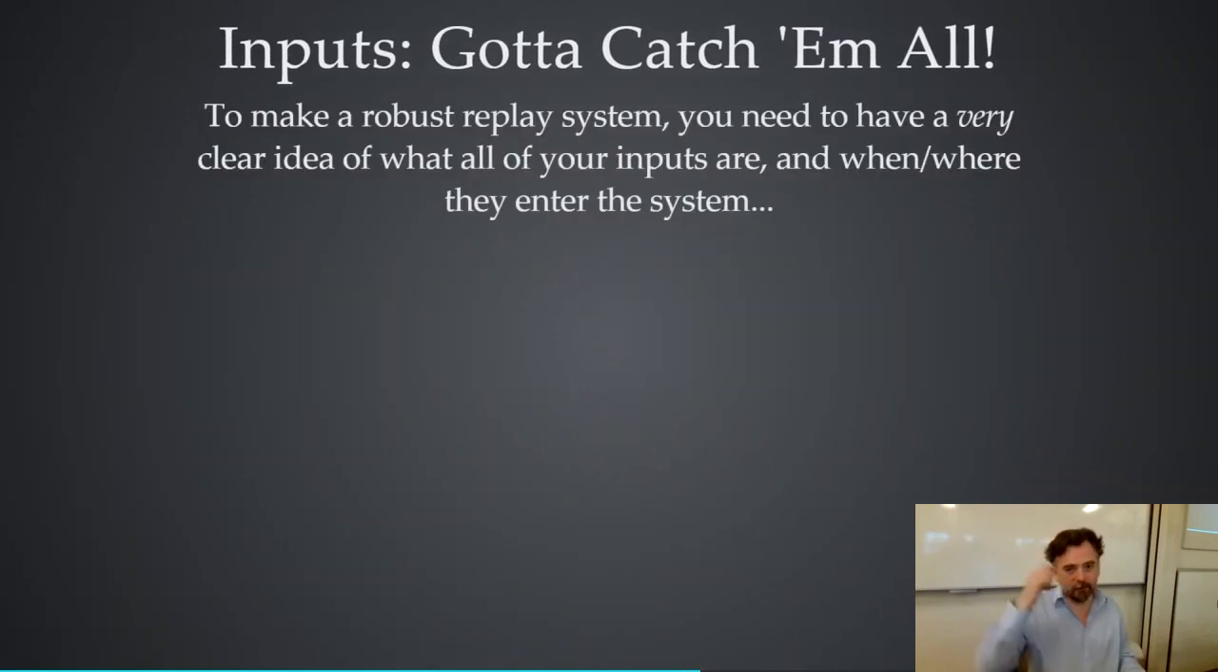So if you want to do this and be robust, you have to be very precise. You have to make sure that all the inputs that come into the system get recorded. If you forget one, then it's just not going to work. Even a fairly small error will invalidate the replay and you won't get the right behavior.